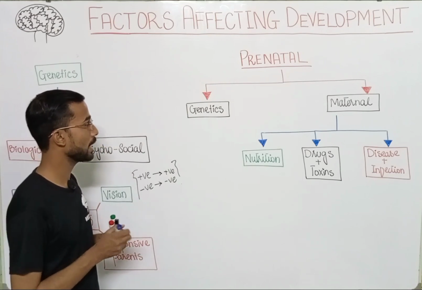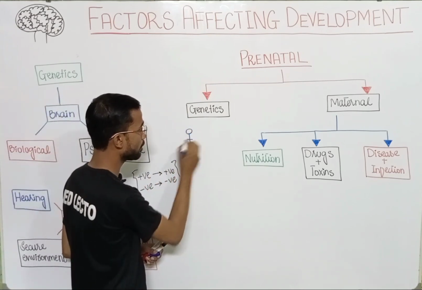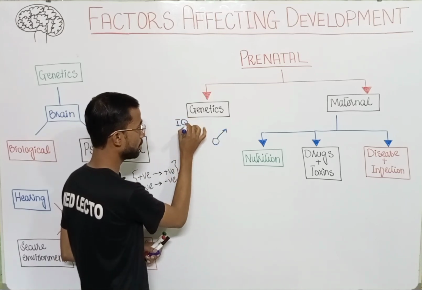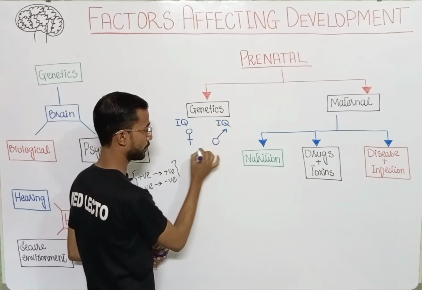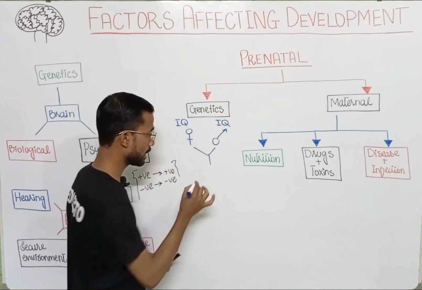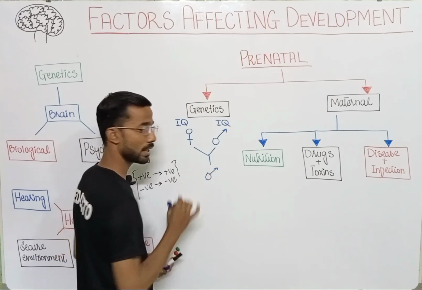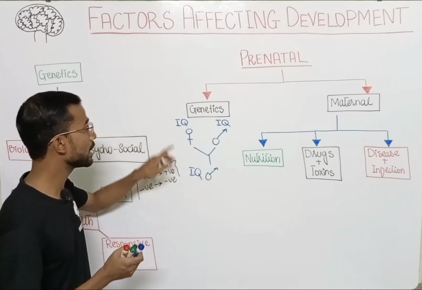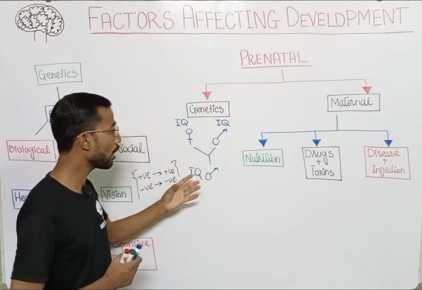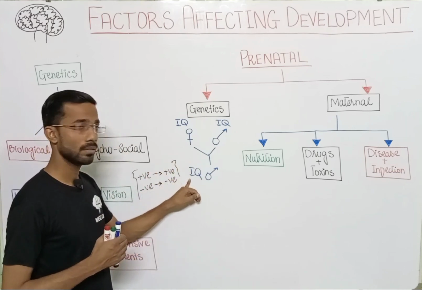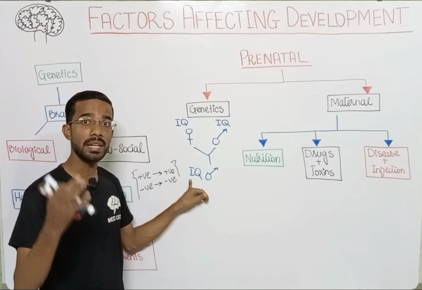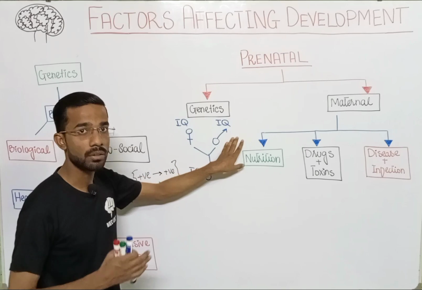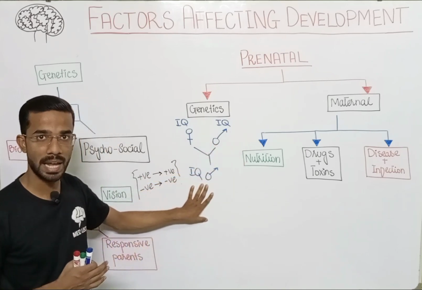So if here is the mother and here is the father, the IQ level of the mother and the IQ level of the father will combine and it will result in a son, and that son's IQ level comes from the mother and the father as well. No doubt some IQ level is acquired by the son on his own, but the IQ level of the mother and the father contribute to the IQ level of the son as well.